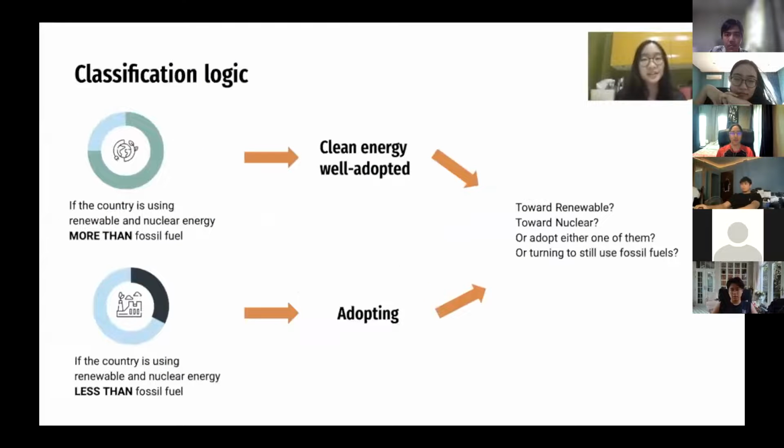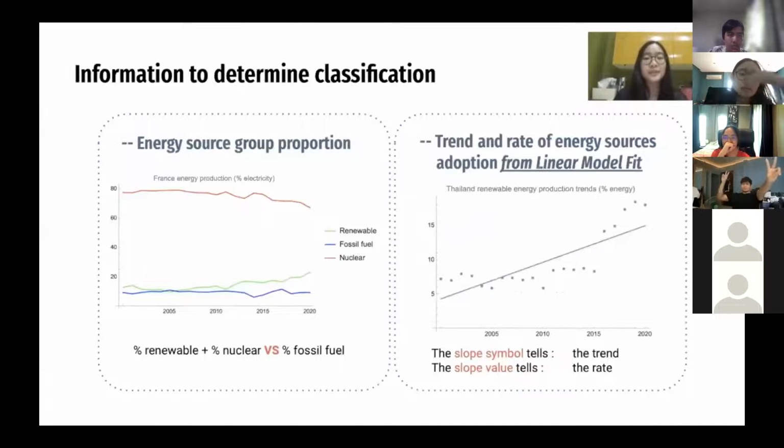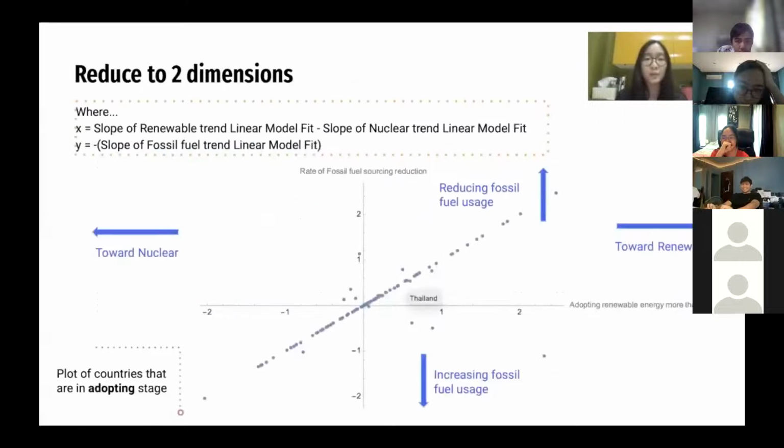My classification started from separating the countries that successfully use mostly clean energy from the countries which do not, and then finding whether they move toward renewable or nuclear, or still toward fossil fuel. So I had to form secondary data, which are groups of energy source percentage and the slope of the linear model fit of the trend. That's how I get my x and y. X is the slope of the renewable linear model fit minus the slope of the nuclear linear model fit. And y is the opposite of the slope of the fossil fuel trend.